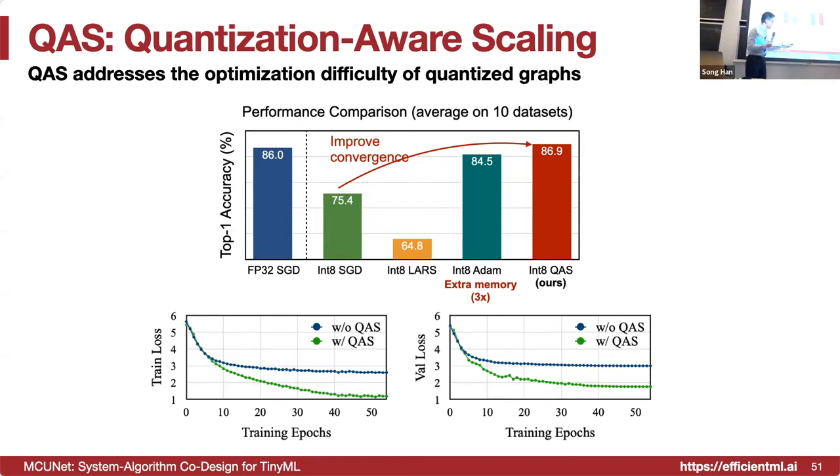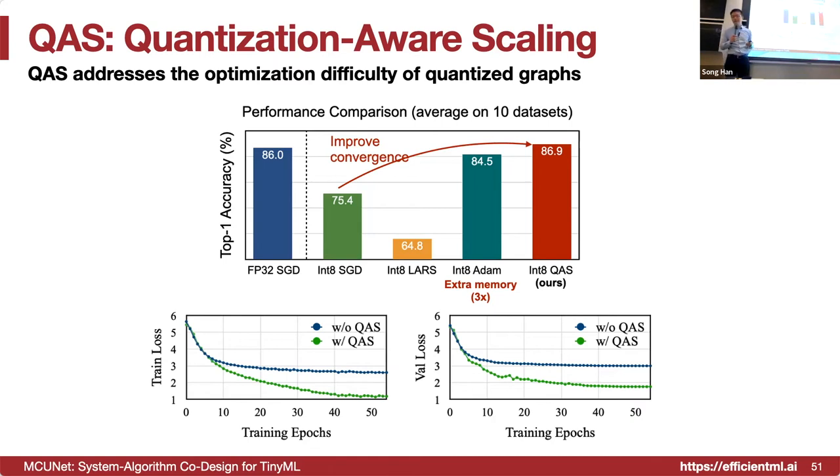So this is actually the training loss and also the validation loss. This is without quantization aware scaling, it starts to plateau. While with quantization aware scaling, we can continue lowering the training loss as well as the validation loss.